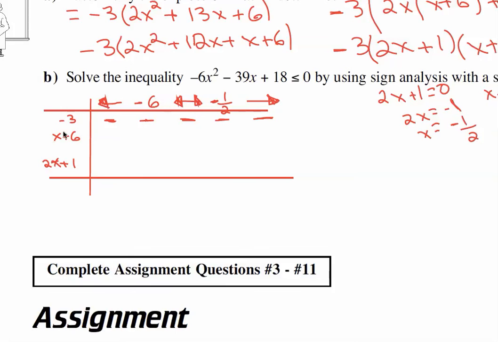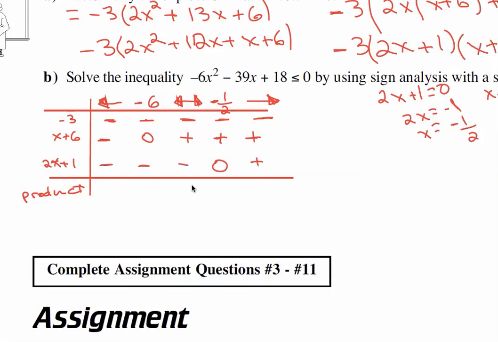So now we ask, is x plus 6 positive or negative in the interval where x is less than negative 6? Well, this is going to be negative. When x is equal to negative 6, I get 0 here. When it's between negative 6 and negative 1/2, this will be positive. This will still be positive, and this will still be positive. However, for 2x plus 1, it's going to be negative all the way until it hits negative 1/2, and then it'll be equal to 0, and after that it will be positive.